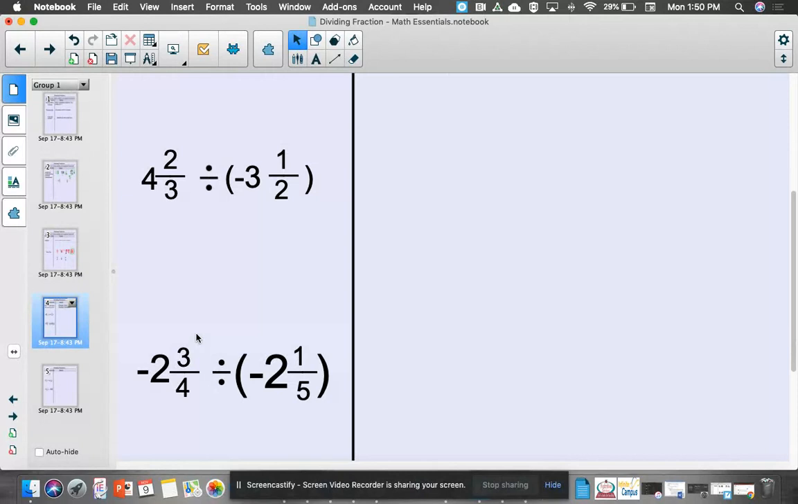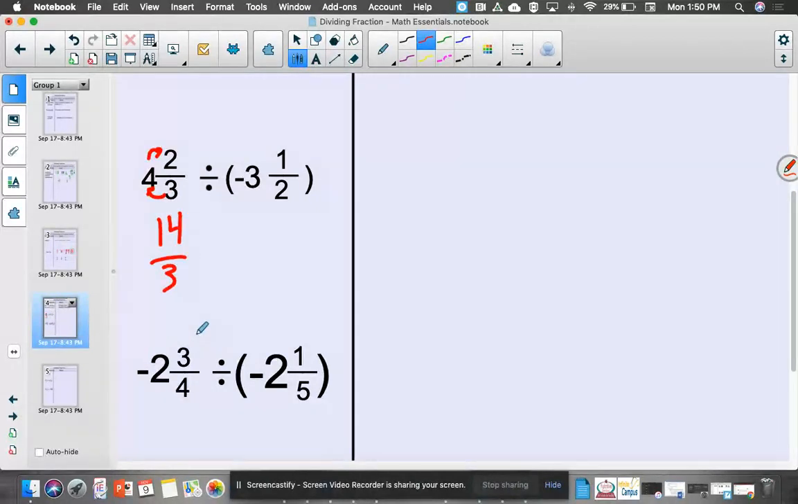Okay, I will do the first one for you. 4 2/3. So multiply, add. So we have 3 times 4 is 12, plus 2 is 14/3. And then we have multiply, add. 2 times 3 is 6, plus 1 is 7/2. And then it's divide, and this is negative.